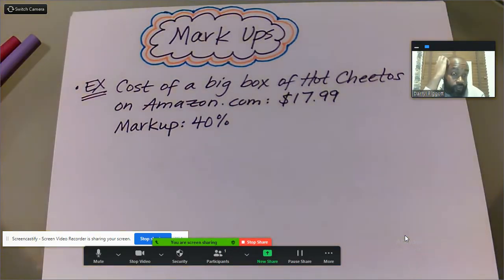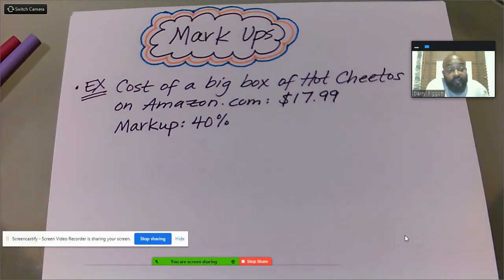All right. Now, in the example I have here, let's say my middle school hustle is going to be, I'm going to sell hot Cheetos. So I look on Amazon.com, and I see I can get a big box of hot Cheetos for $17.99. And in my head, I'm thinking, I'm going to hit them with a 40% markup. All right, so how do I figure that out?